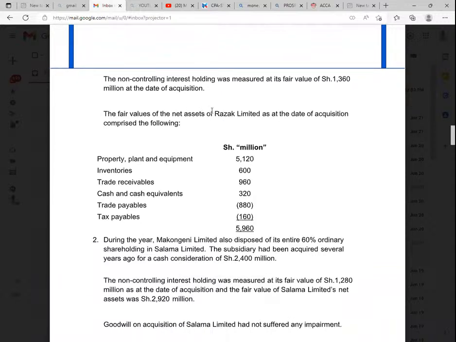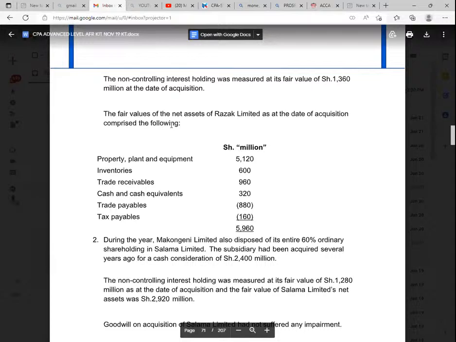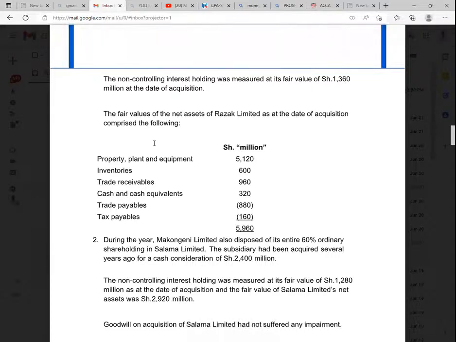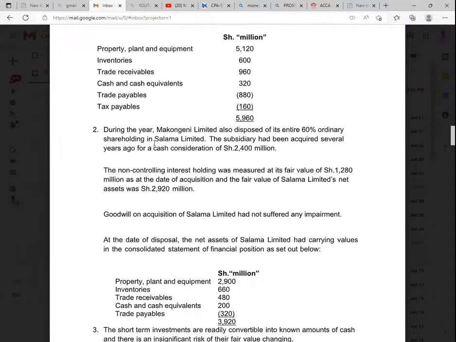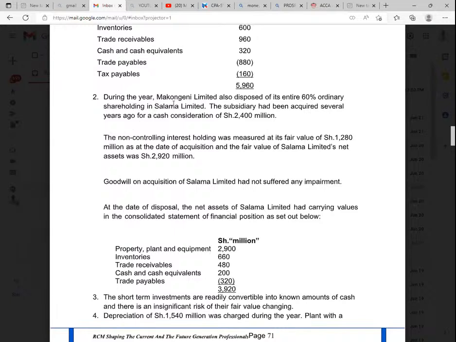The fair values of the NCI of the net assets of Razaki Limited as at the date of acquisition comprise the following: property, plant, and equipment, we can see those things. Note number 2: during the year, Makongeni Limited also disposed of its entire 60% ordinary shareholding in another subsidiary called Salama Limited. The subsidiary had been acquired several years ago for a cash consideration of 2,400.